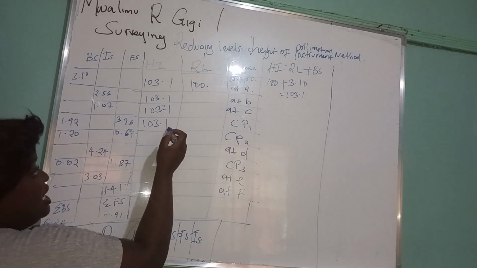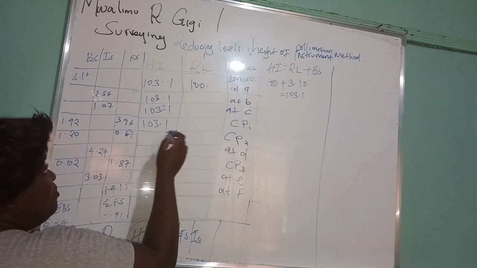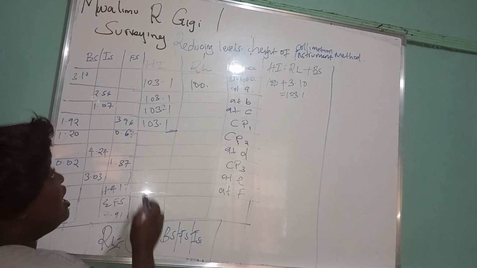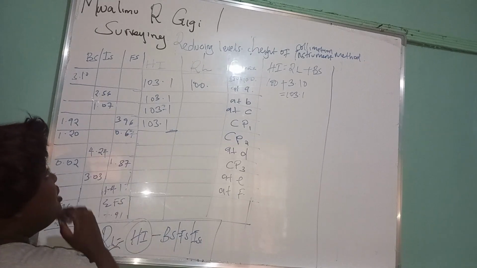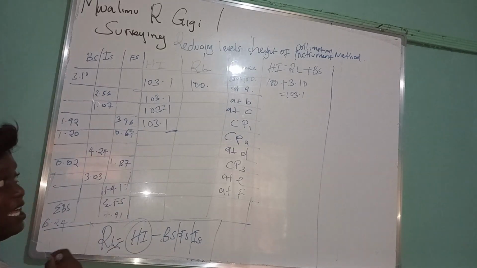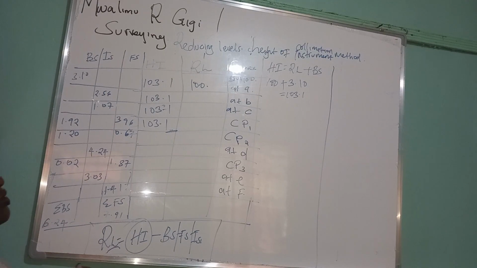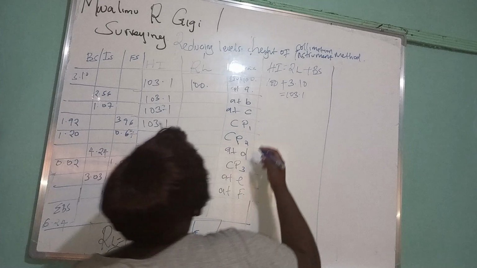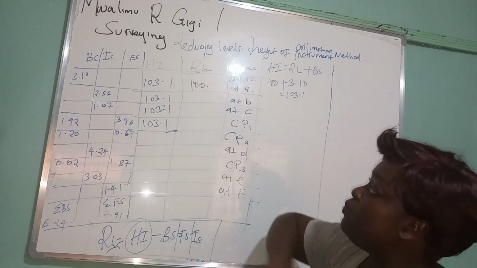So the foresight is the last reading. When the instrument was at height of collimation of 103.1, it took the last reading of 3.96. So let us find the reduced levels. At point A, the reduced level is 100.